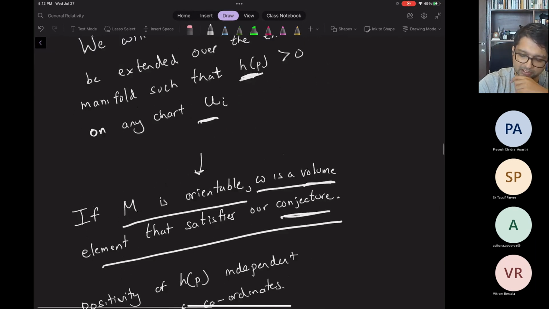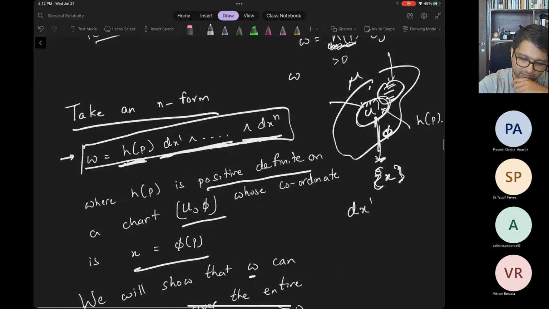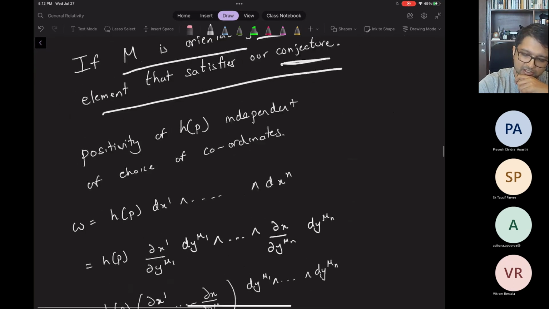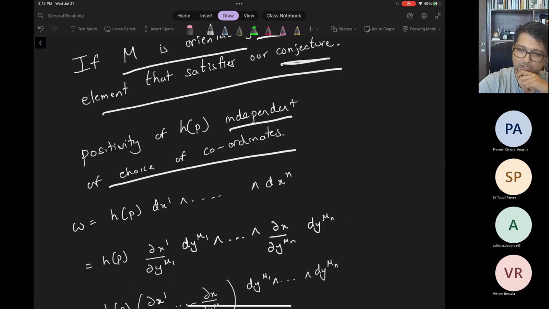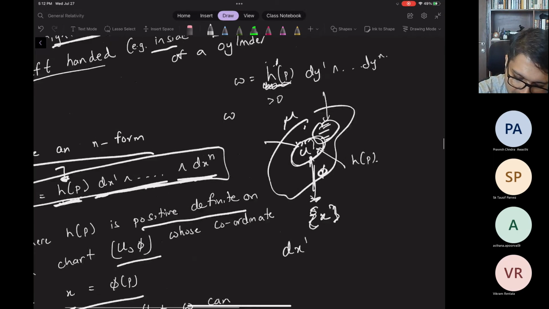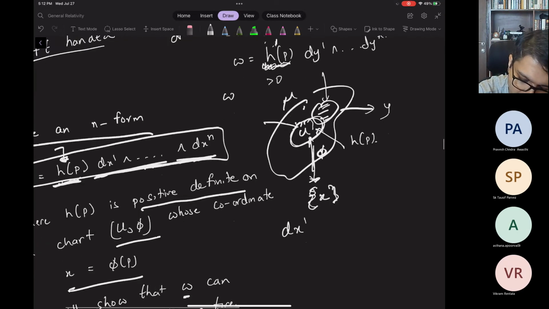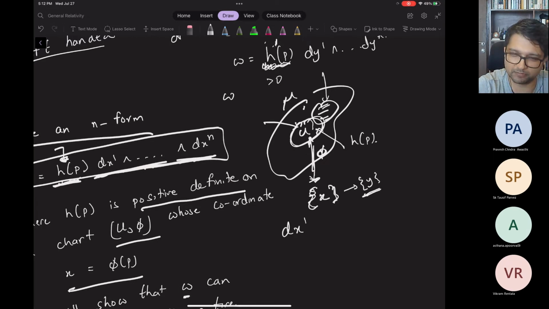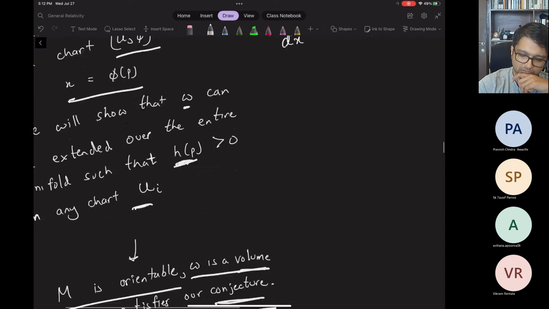So the first thing that we'll do is show that the positivity of this h is actually independent of any choice of coordinate system. For example, suppose we look at, sorry, just on this patch itself, suppose we switch coordinates from x to y. On this patch we switch coordinates from x to y.